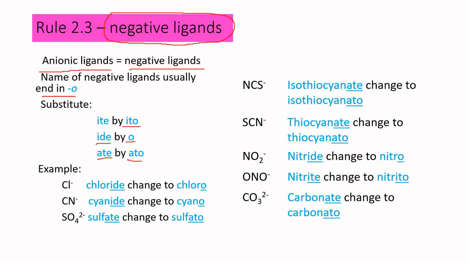Okay, for example, if you have chloride ion like this, this IDE is now changed to O. So instead of chloride, it now becomes chloro. And then we have CN minus here. It is actually cyanide, and because it has IDE, it is now changed to cyano. And then another one, sulfate: because we have ATE here, you change it to sulfato. Now we have NCS minus, which is isothiocyanate. It is now changed to isothiocyanato. Then if you have thiocyanate, it is changed to thiocyanato. And if you have nitride like this, because IDE is changed to O, it becomes nitro. And if you have nitrite, it is now changed to nitrito. And if you have carbonate, it is now changed to carbonato.